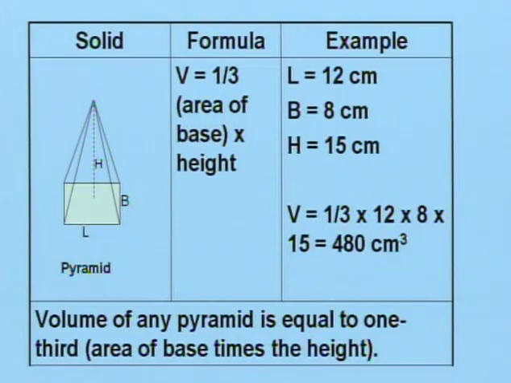If we are given that L is 12 cm, B is 8 cm, and H is 15 cm, then the volume is calculated as 1/3 times 12 times 8 times 15. When that calculation is done, we'll end up with a volume of 480 cm³.